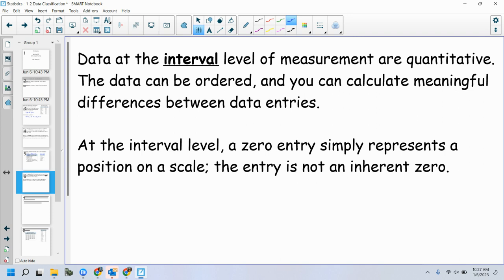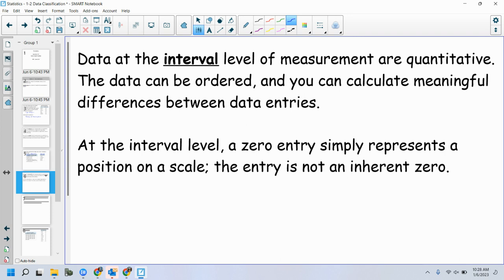I think like a number line as well, right? If you're just representing things in terms of a number line, I could go below zero, I could go above zero, and that still is allowed. It's just a position on a scale. So at the interval level, a zero is just a position. It's not necessarily representing zero of that thing. And again, the best way to describe that is temperature.